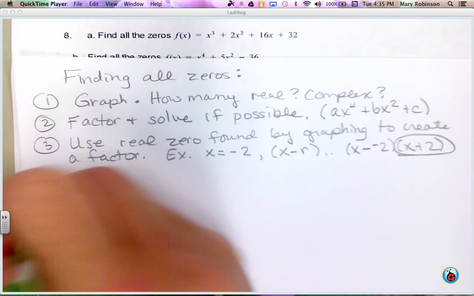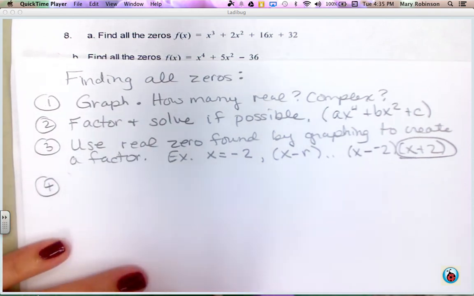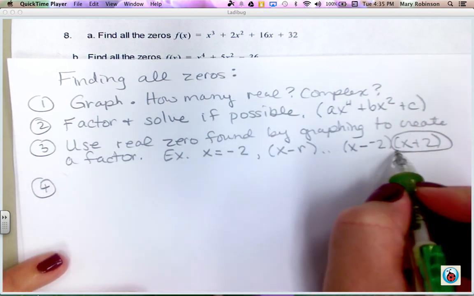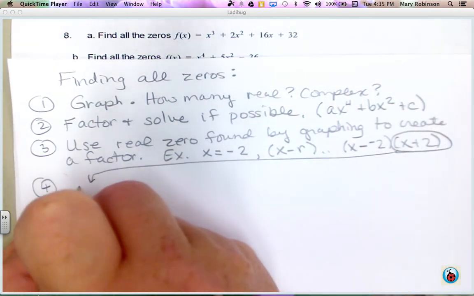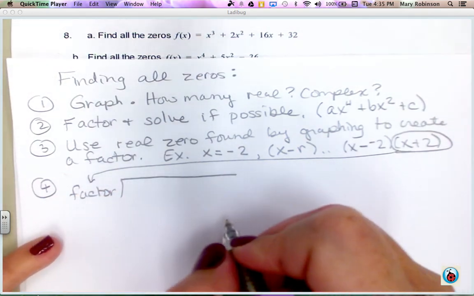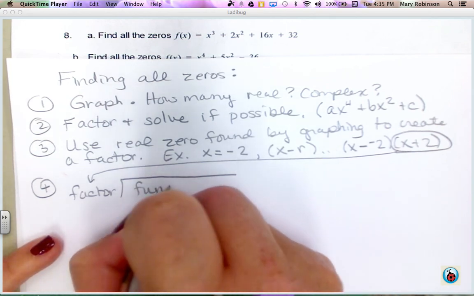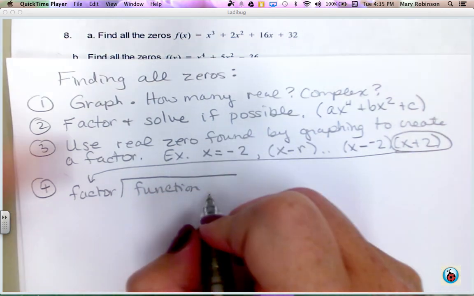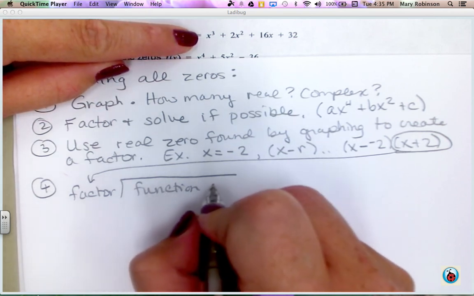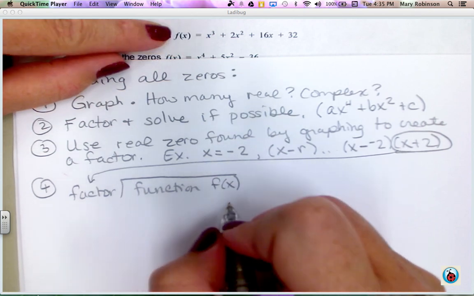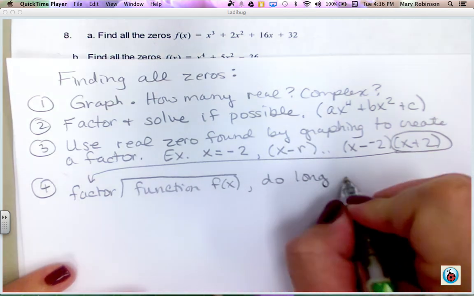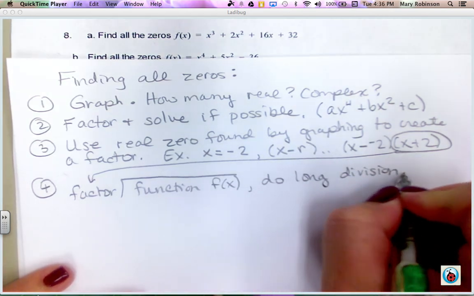Next, what we want to do is long division with our factor and our function. So this factor that we created here, x plus 2, would be your divisor, and you would do long division with your function, which is your f of x. So in this case, for 8a, this is our function. This would go under here. I'll put f of x for your function, okay? And with that, you will do long division. So we're going to work this out using this process in just a moment.